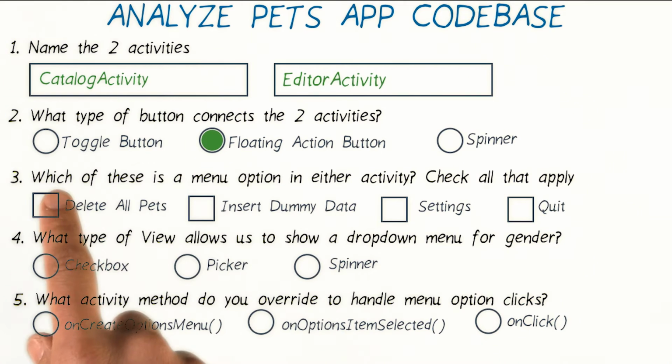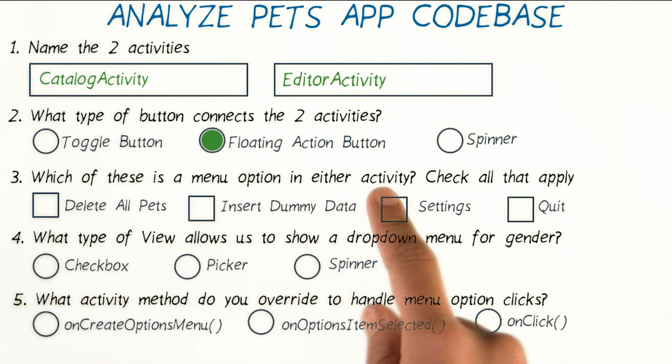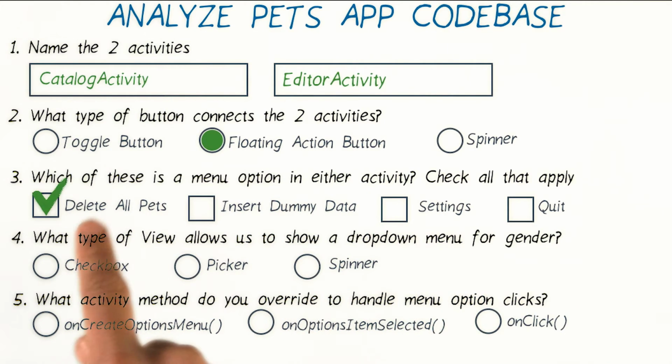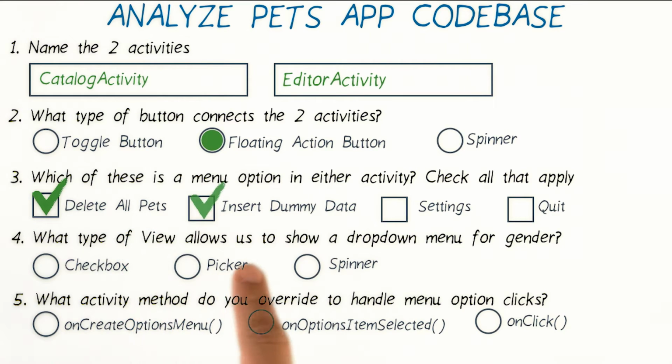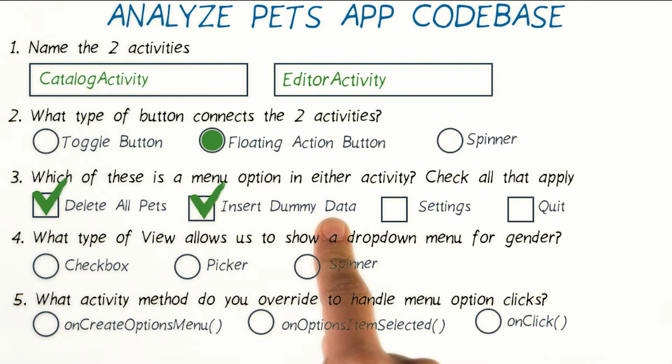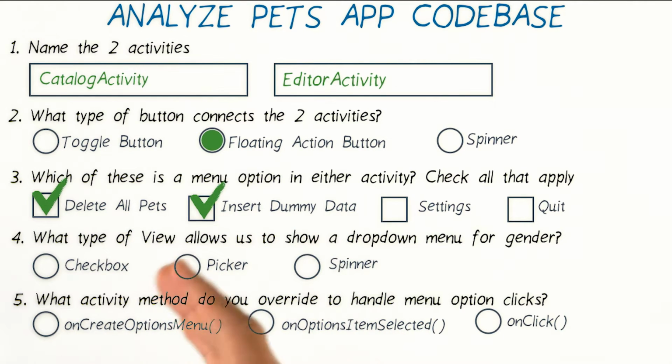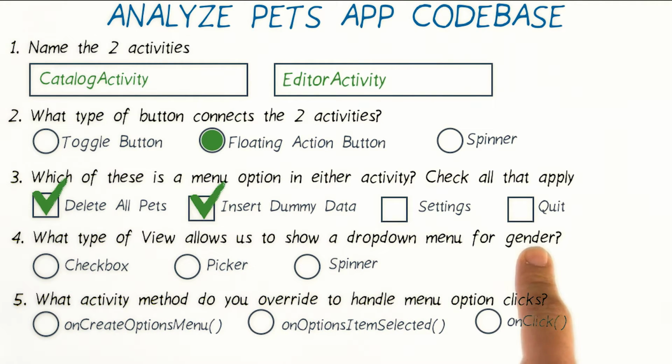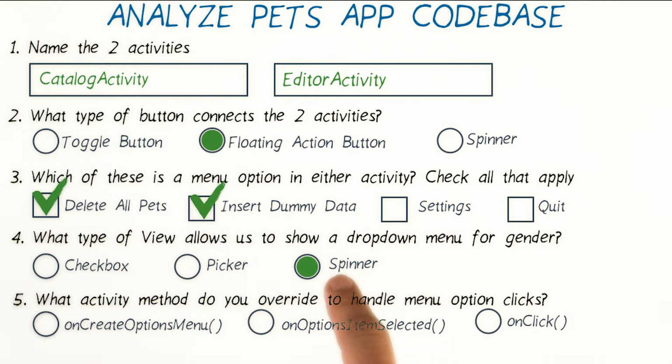Third, which of these menu options exists in either activity? Well, there's a delete all pets menu option, as well as an insert dummy data menu option. Now for the 4th question, asking what view allows us to show a drop-down menu for the spinner. In this case, we used a spinner.